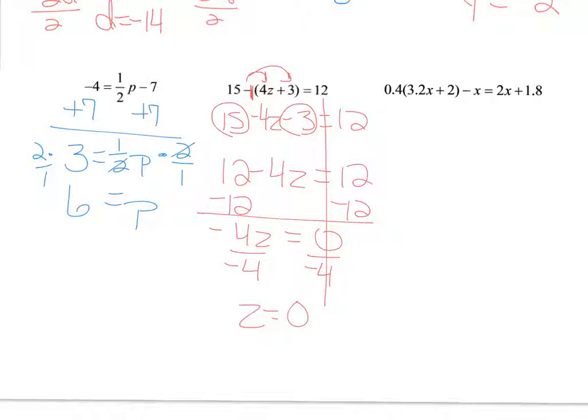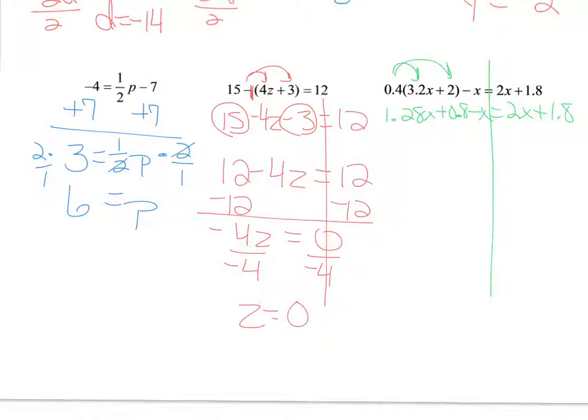Now this last one, this was a little more complicated than I intended, but it's still okay. When you see a problem with decimals, get that calculator out. You can do this all with a calculator. This one just is not real pretty, okay? So find that equal sign. That's going to be important. Let's distribute. So we're going to do 0.4 times 3.2. We get 1.28x. And then we're going to do 0.4 times 2, which is 0.8. Don't lose your decimal. Minus x equals, copy the other side.